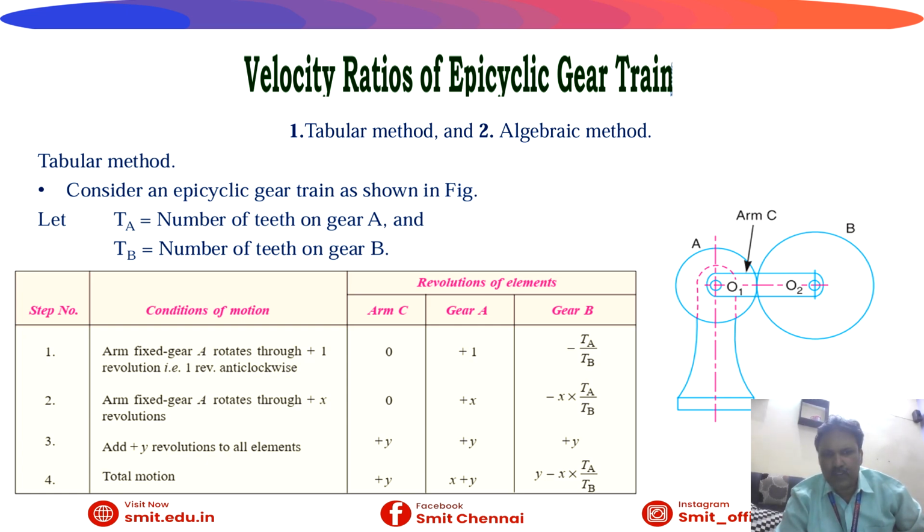With the arm fixed, gear A rotates +x revolutions, so the arm is 0 plus x, and gear B is minus x into TA by TB. Then add +y revolutions to all elements, so we get y, y, y. The total motion is the addition of the second row and the third row. You will get y, x plus y, and y minus x into TA by TB. Without this tabular column, it is difficult to solve the problems. In the upcoming video lectures, we are going to solve problems using this kind of tabular column.